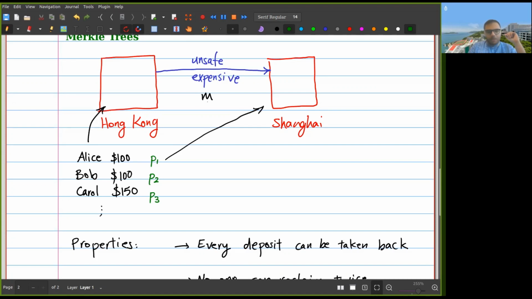But the way we're going to solve it is using this extra message M that the first branch is sending to the second branch. So somehow the idea is that I'm going to use this message M to verify that these proofs that people are submitting are actually not fake, that they're real proofs. Okay.